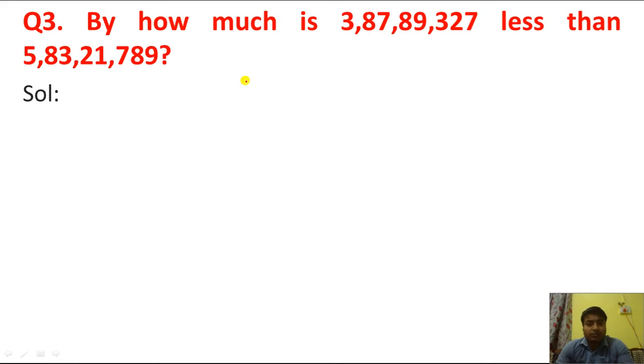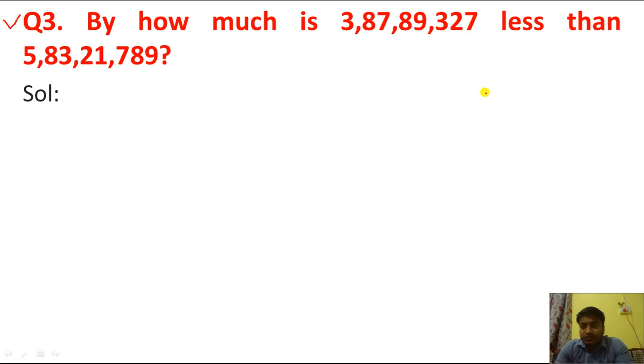In last class we had solved some questions from exercise 4.2. Today also we will continue with this exercise. So here we have question number 3. By how much is 3 crore 87 lakh 89,327 less than 5 crore 83 lakh 21,789? This question you try to understand with a small example.